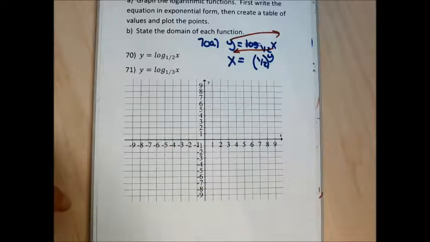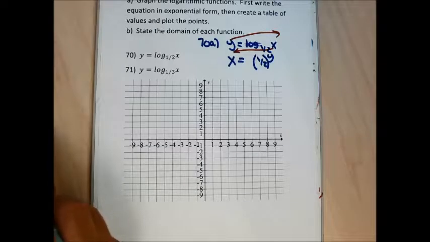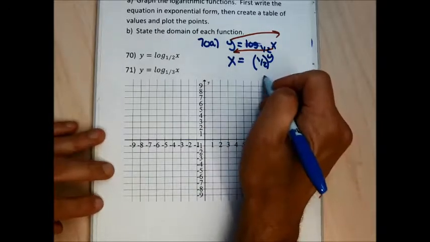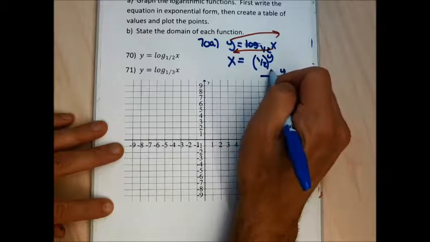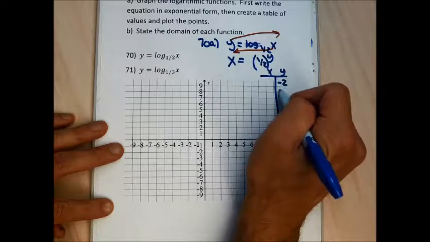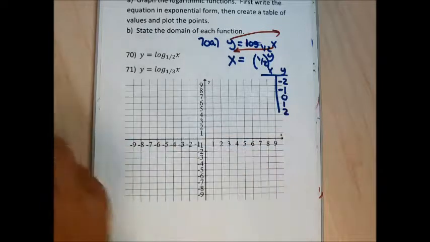I should probably put that 1/2 in parentheses because the y exponent applies to both the 1 and the 2. I'm going to use the same table that I did for the last two problems. So in my y column, I'm going to plug the numbers -2, -1, 0, 1, and 2. I'm going to use my calculator to get the x's.